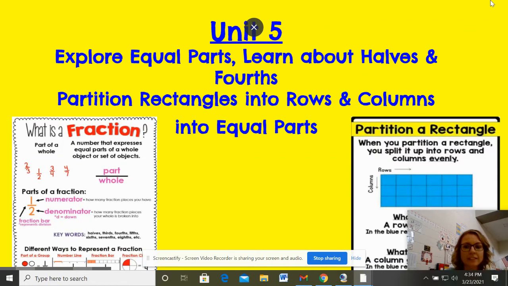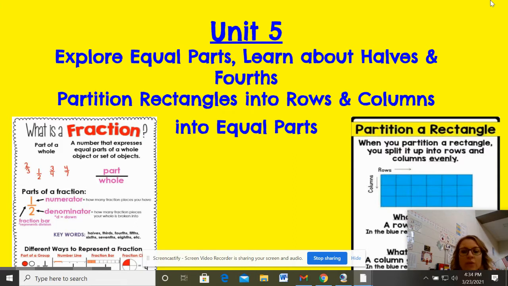Hey boys and girls, it's Miss Dorsey, and this week we're going to be talking about fractions. We're going to learn about equal parts and halves and fourths, and we're also going to be talking about partitioning rectangles and making them into rows and columns with equal parts.